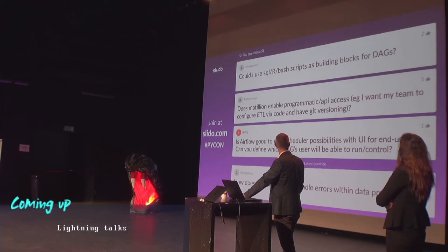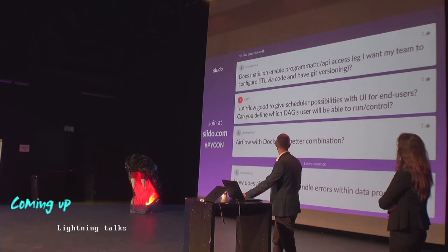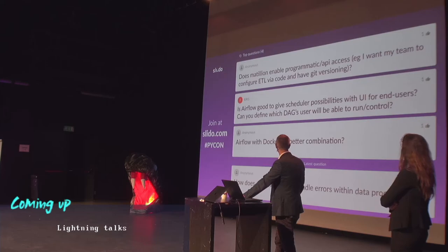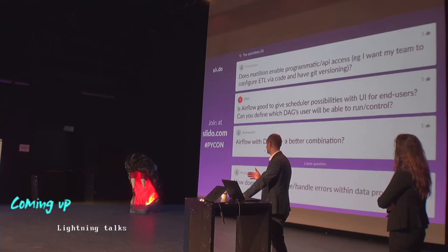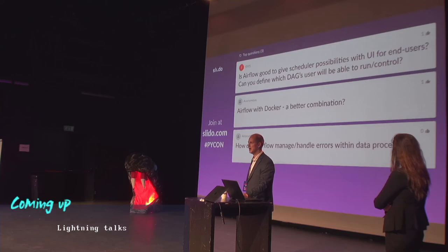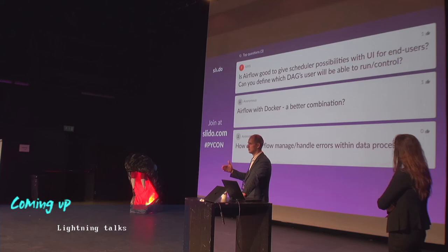Does Matillion enable programmatic API access? For example, I want my team to configure ETL via code and have Git versioning. No, Matillion doesn't have any of that. ETL via code in Matillion is pretty complicated. It's meant to be a drag and drop. You can have Python code in it, but it's meant for drag and drop, and as far as I know, doesn't have API access. So use Matillion only when you have a fairly standard setup, when the data volumes are small, and when you don't care if one morning it catastrophically fails. In this case, use Matillion.